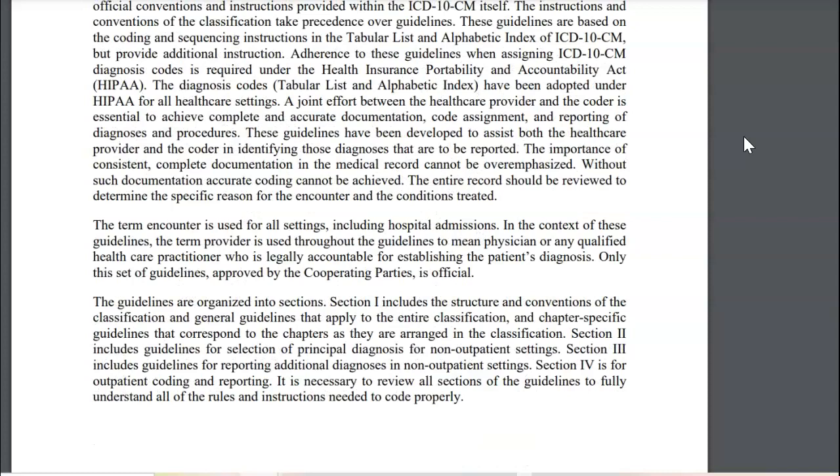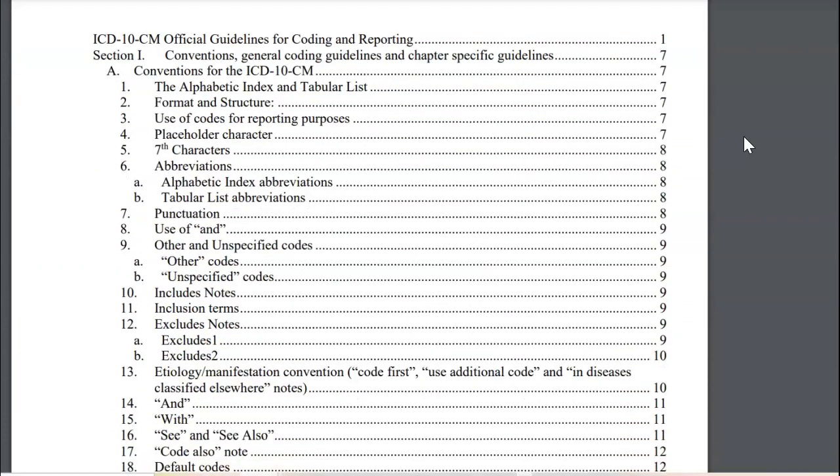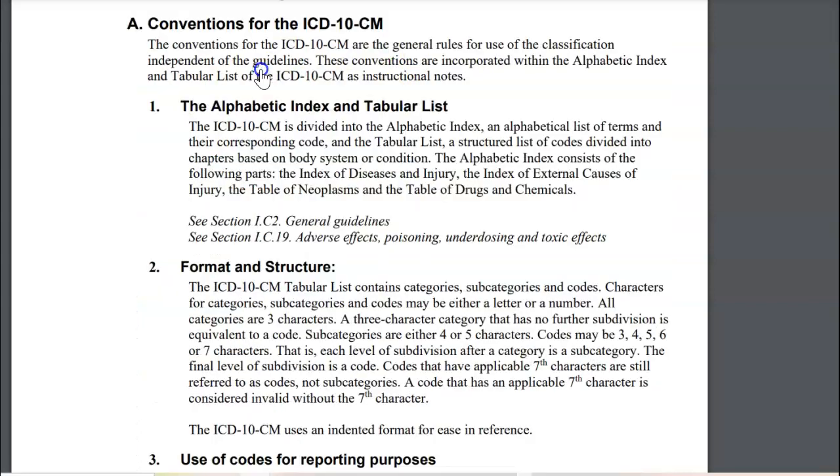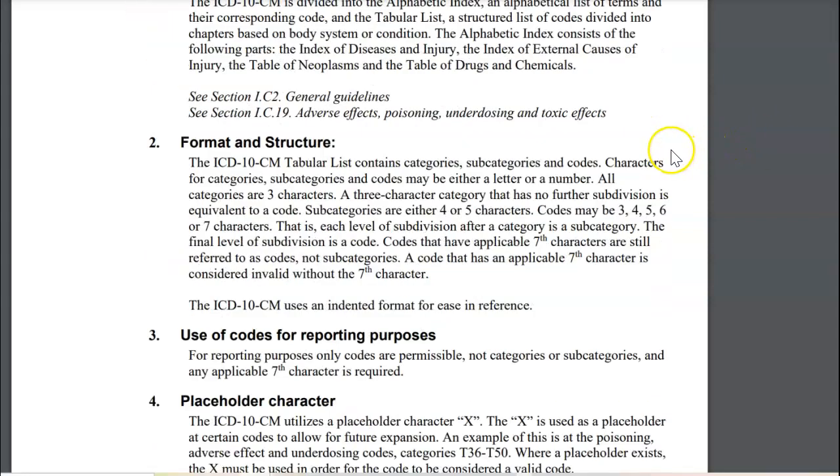So let's go ahead and get down to a few things that you really need to make note of and remember. So we have conventions, so if I click onto this, it'll take me right to convention. So really do like this, and like I said, I will have the link for this. Okay, a couple of different things. Your alpha index, tabular. Remember, you always look it up in the alpha, double check it in the tabular, because you never ever know when you're going to miss that fourth, fifth, sixth, seventh character.